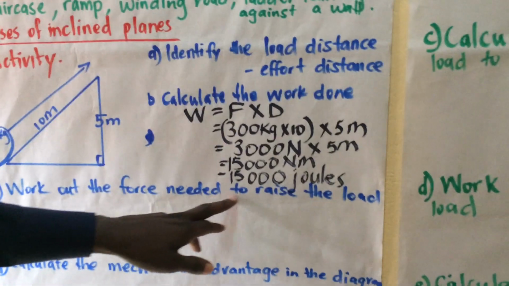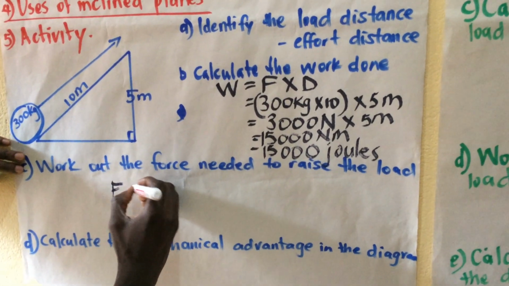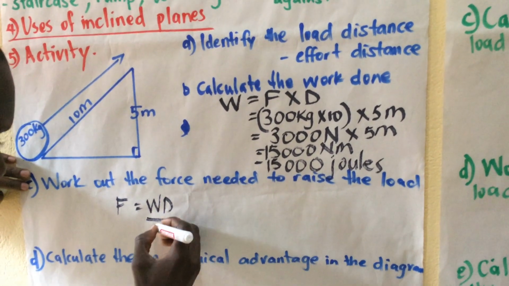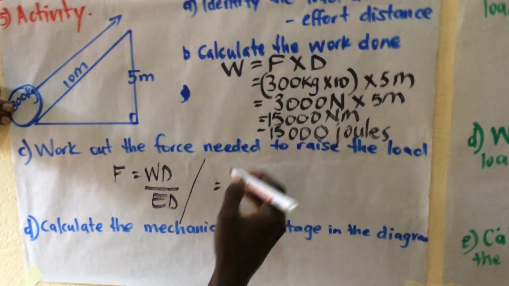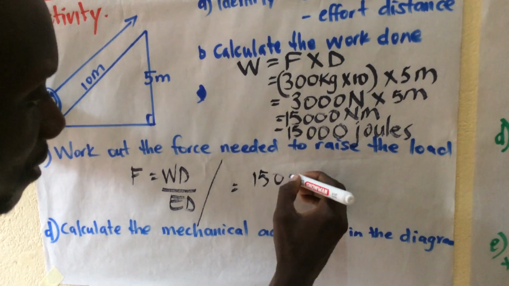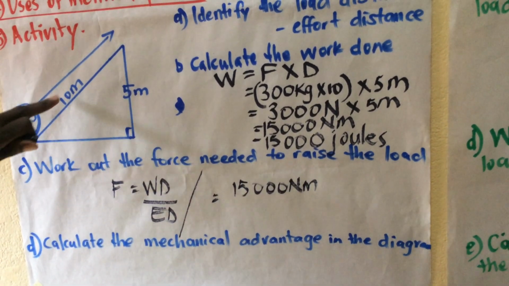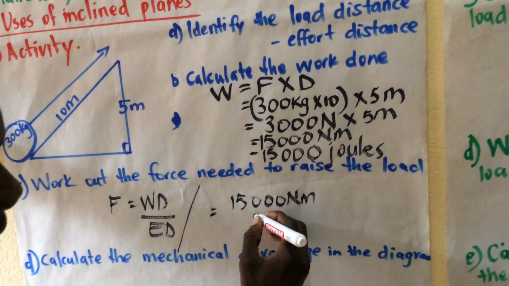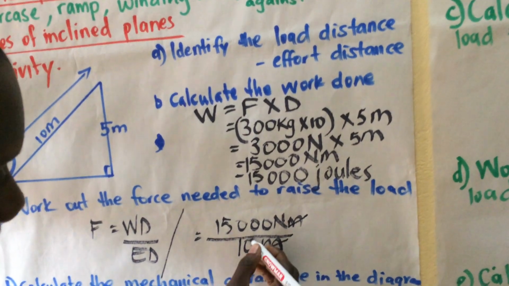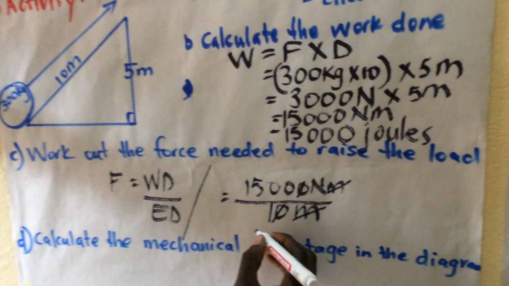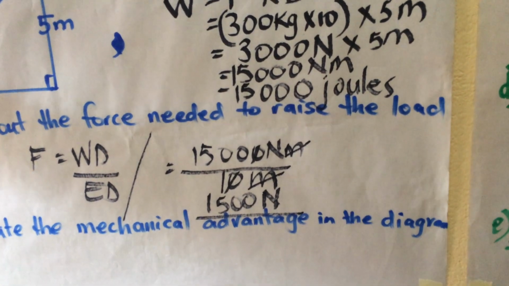Then work out the force needed to raise the load. The force is equal to work done divided by effort distance, which will be 15,000 Newton meters divided by the effort distance, which is 10 meters. The meters cancel, and we are remaining with 1,500 newtons. That is the force that was used.